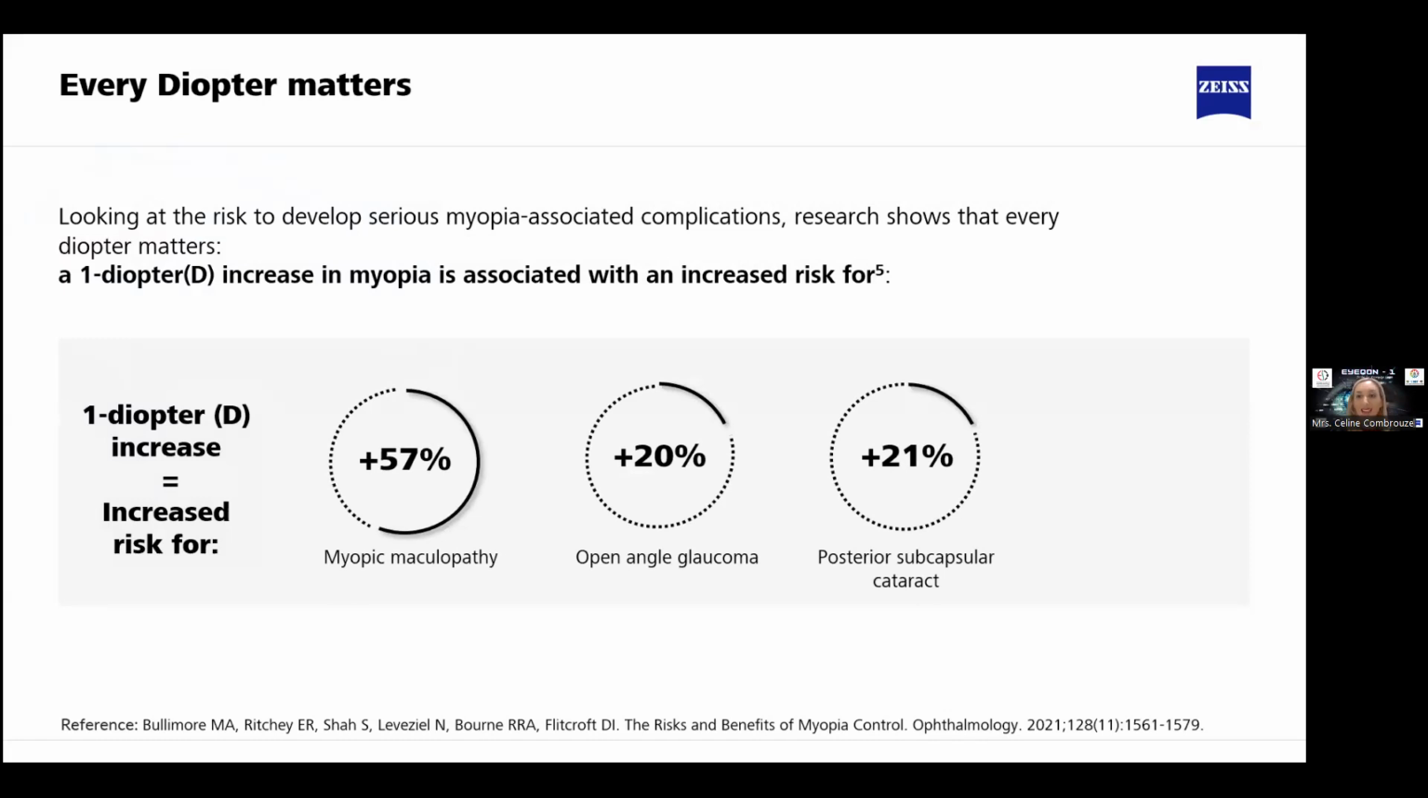So, as said previously by some of you, yes, only one diopter increase many risks for myopic maculopathy, open angle glaucoma, posterior subcapsular cataract, and much more. Which means that even if you can slow down myopia with only one diopter, we definitely can improve the health of the children.